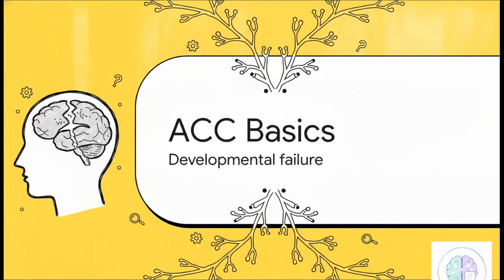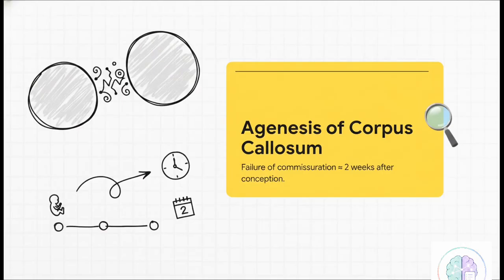All right, section 1, corpus callosum agenesis basics. So the absolutely crucial thing to understand right off the bat is that this condition starts incredibly early in embryological development. Agenesis of the corpus callosum, or ACC for short, is fundamentally a failure of commissuration. Basically, the vital nerve fibers that are supposed to cross the midline to connect your two cerebral hemispheres just fail to develop. And this failure happens at roughly 2 weeks after conception. That early disruption literally sets the stage for a massive cascade of structural changes in the brain.